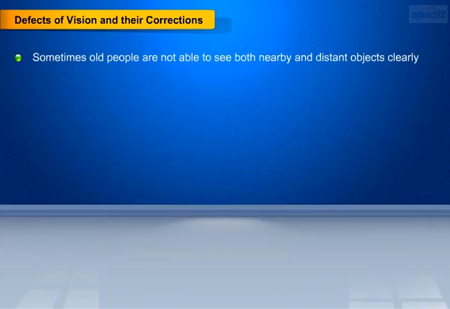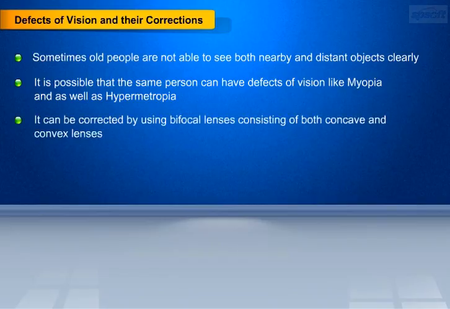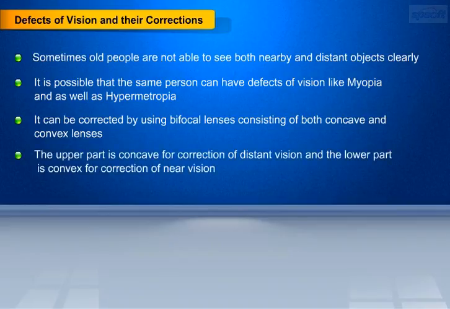Sometimes old people are not able to see both nearby and distant objects clearly. It is possible that the same person can have defects of vision like myopia, as well as hypermetropia. It can be corrected by using bifocal lenses consisting of both concave and convex lenses. The upper part is concave for correction of distant vision, and the lower part is convex for correction of near vision.